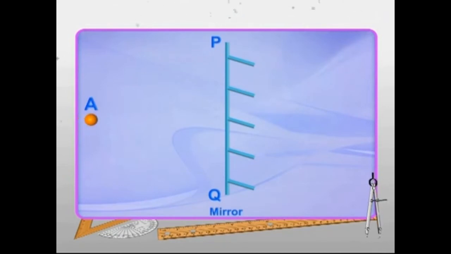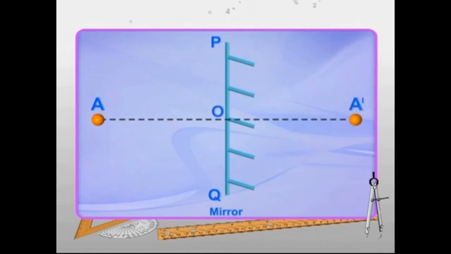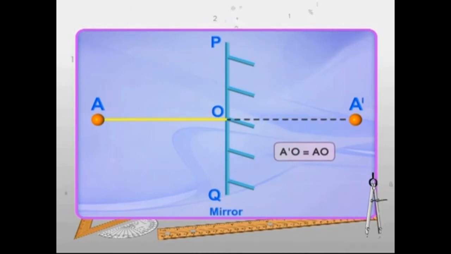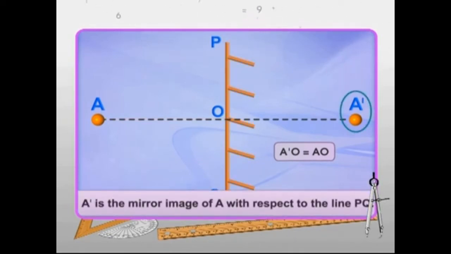If a ball A is kept in front of the mirror, then an image A dash will be formed on the other side of the mirror. So, what would be the line of symmetry? The mirror acts as the line of symmetry, therefore, A dash O is equal to AO. So, what is A dash? A dash is the mirror image of A with respect to the line PQ.